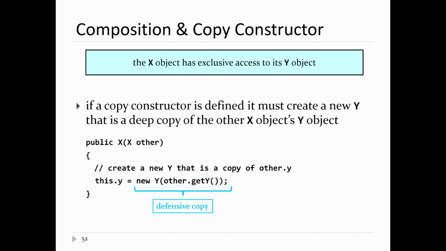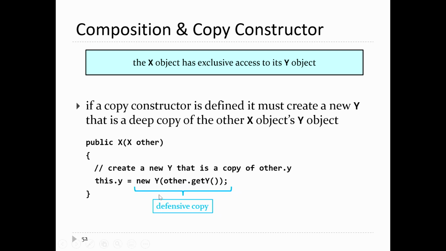Okay, if you have a copy constructor, the same thing applies. So you have a copy constructor that takes in another x object. What does this constructor have to do? Well, it needs to set this dot y. So how does it set this dot y? It does not write this dot y equals other dot y. It makes a copy of the other object's y object, assuming there's an accessor for get y. If there isn't, then you just write other dot y.